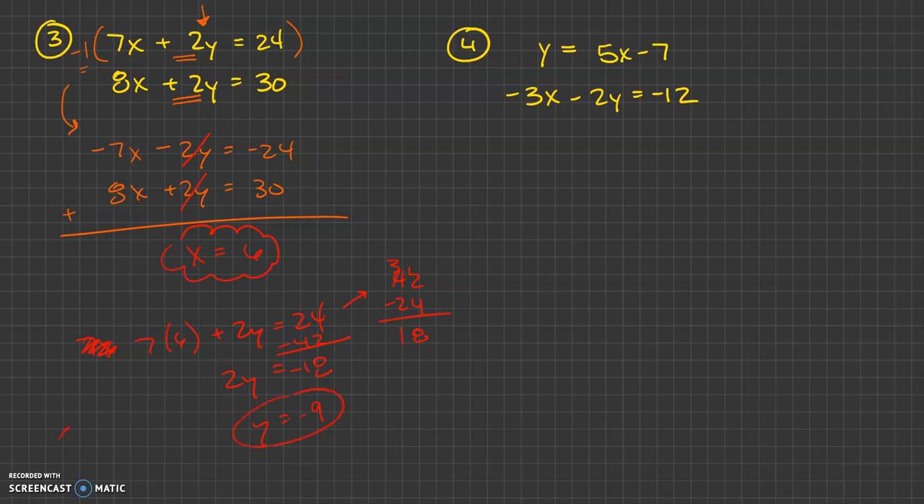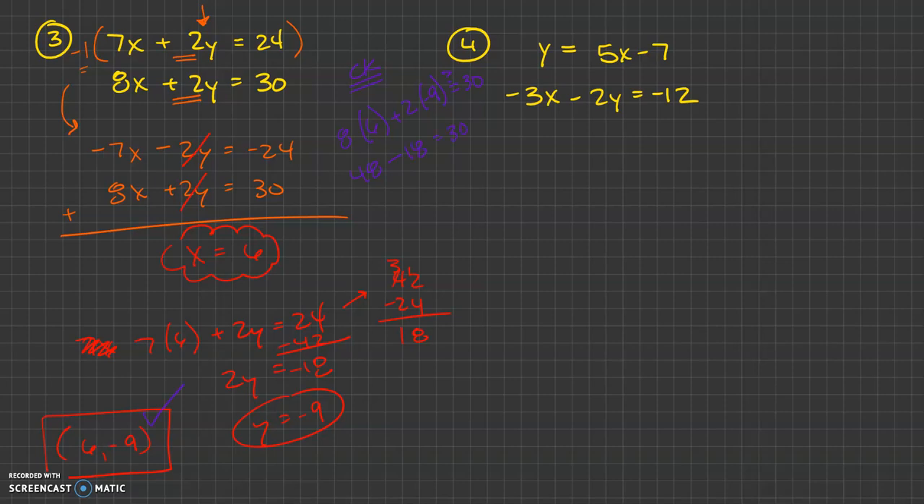And there's our solution to this equation, 6 and negative 9. If I were to graph this system, they are going to cross at 6 and negative 9. We'll go ahead and do the check work real quick. We'll just say 8 times 6 plus 2 times negative 9, and we're asking ourselves, does that equal 30? Well, that's going to be 48 minus 18. Yes, that does in fact equal 30. So I feel good about that solution.